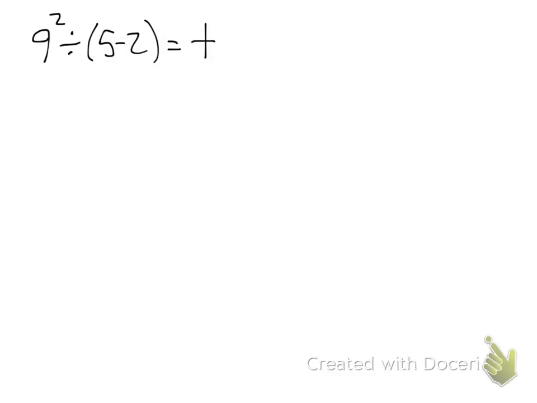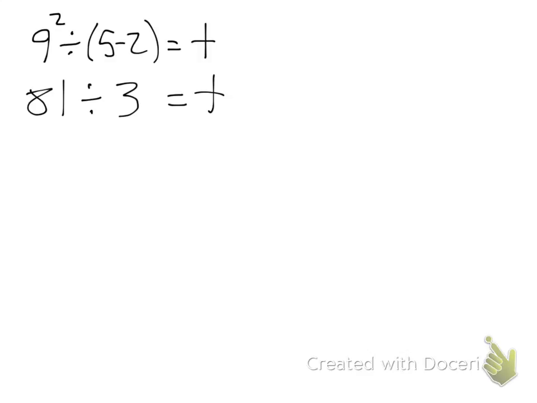And the answer is yes, because the 9 squared and the parentheses are separated from each other. So what's 9 squared? It's 81, divided by, what's 5 minus 2? 3. And that equals t.